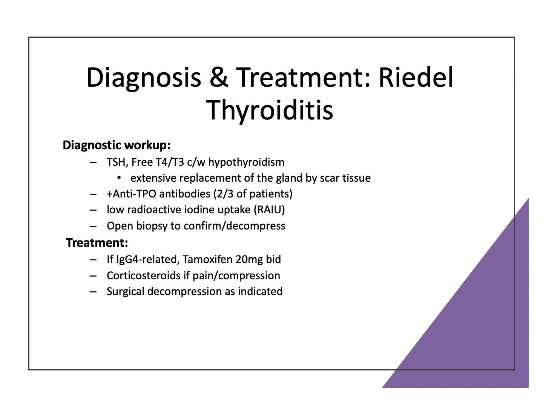Okay, for the treatment, if this is IgG4-related illness, tamoxifen, believe it or not, and the MOA of this appears to be unrelated to anti-estrogen activity, although I find that interesting considering that this is usually women with these disease states. But corticosteroids may be helpful if they're having some compression or local inflammation, pain related to compression, and surgical decompression as indicated.